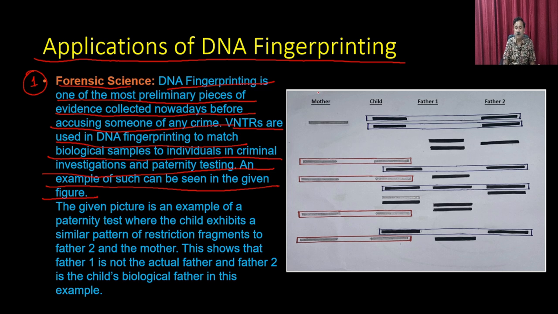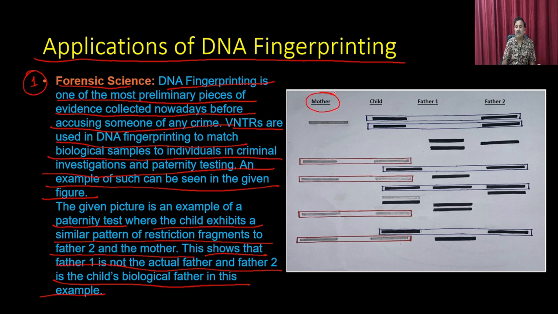But in the given figure, what you see here is an example of a paternity test where the child exhibits a similar pattern of restriction fragments to father 2 and the mother. This shows that father 1 is not the actual father and father 2 is the child's biological father in this example. So, you have a single mother, whereas you have two fathers who are both claiming to be the father of this particular child, right.